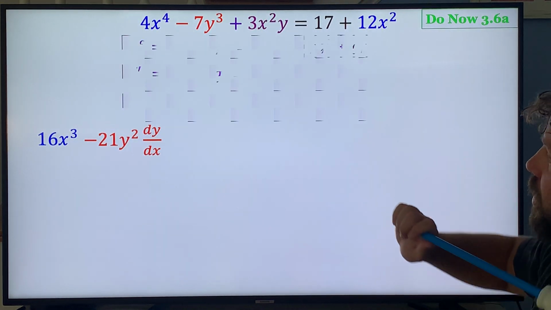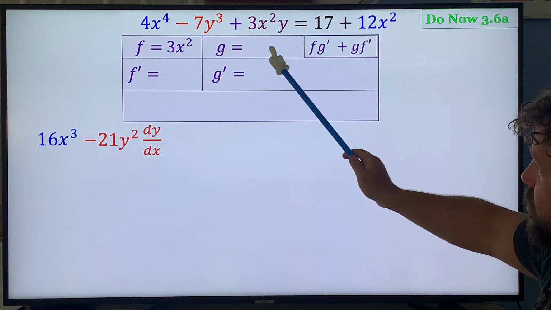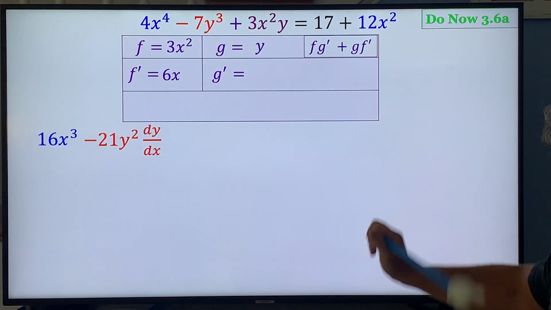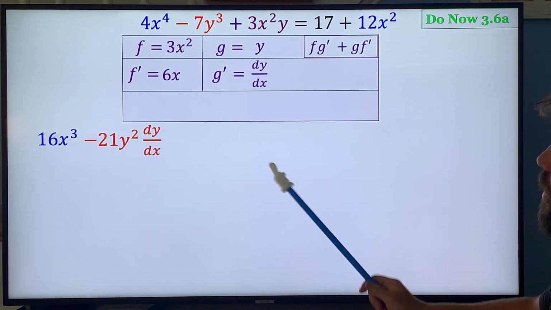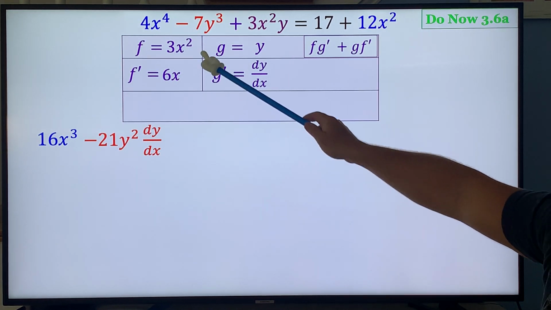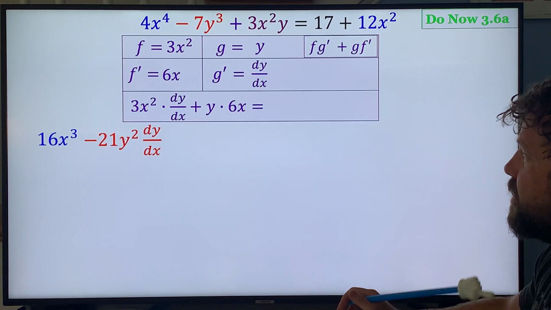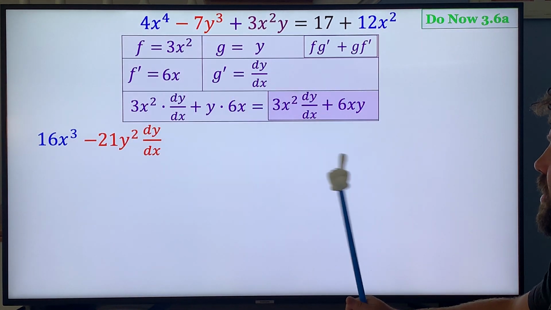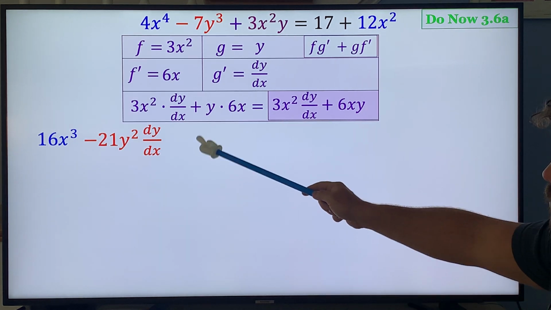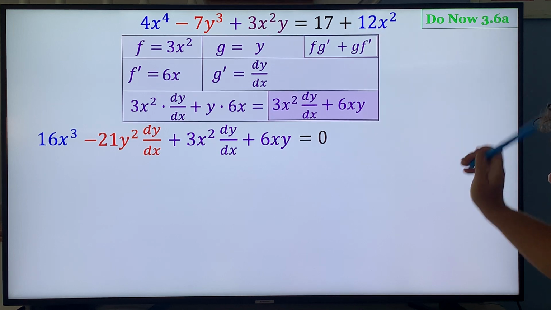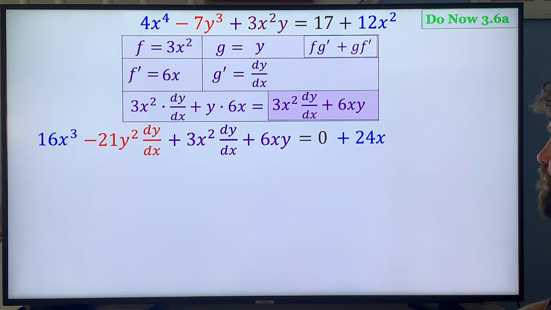Here, you need the product rule. Your f is 3x squared, your g is y. 3 times 2x is 6x, and then the derivative of y is dy/dx. Okay? F, 3x squared times dy/dx plus y times 6x. So it's 3x squared dy/dx plus 6xy. Put that right there. Equals 0 plus 12 times 2x is plus 24x.